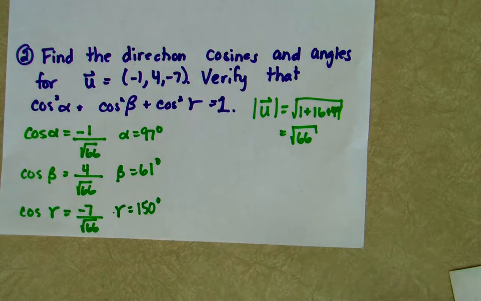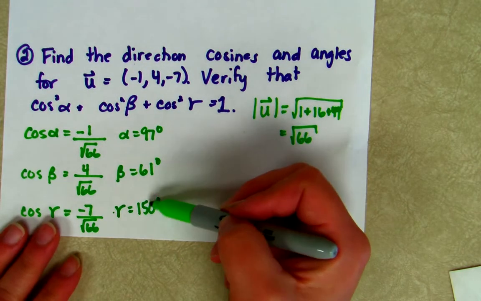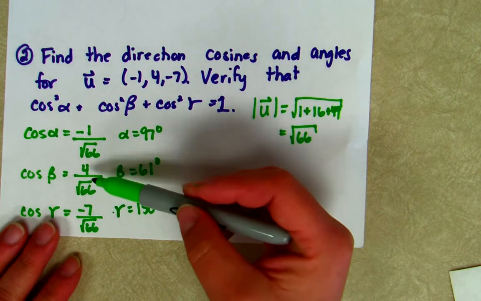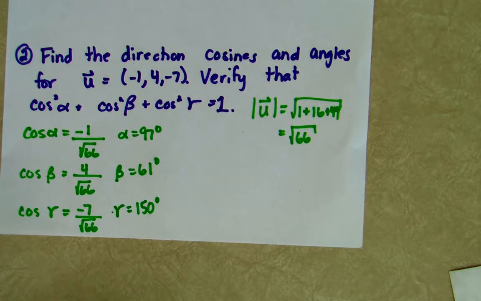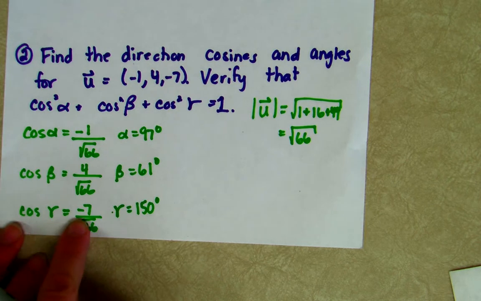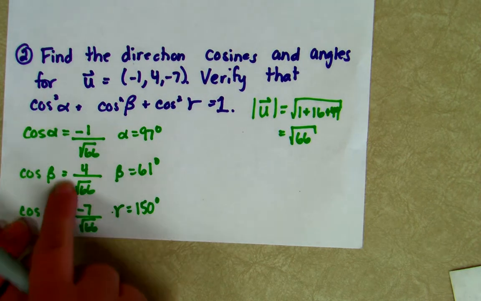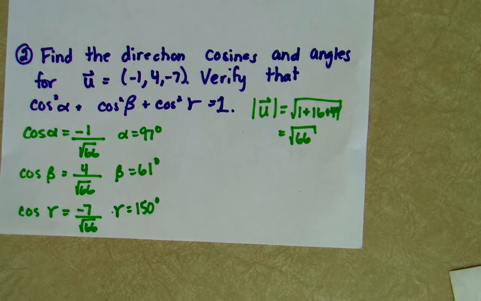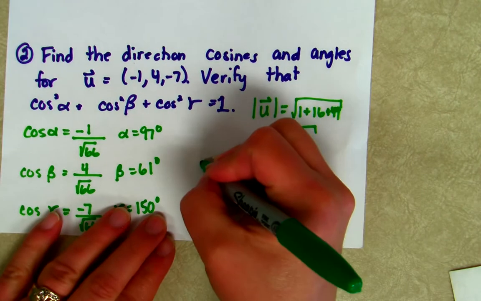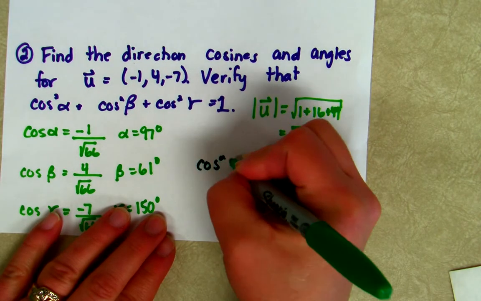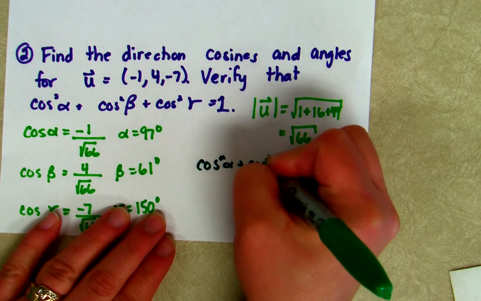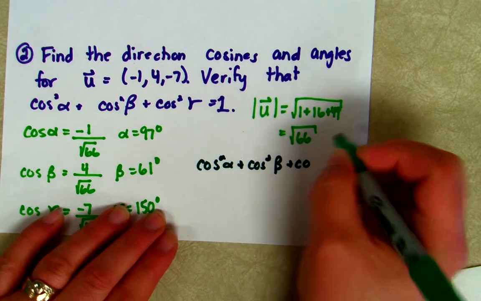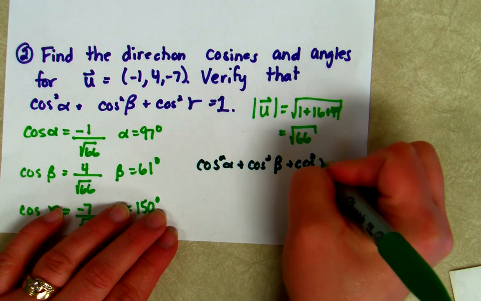Now, it's difficult because people want to look for a relationship within the angles, and there's really no relationship within the angles themselves. They don't add to 180. They don't have to make up a certain thing. However, there is a relationship between the cosines, and that relationship is if we square them and add them, we get 1. So to verify that, I'm going to start with the formula cos squared alpha plus cos squared beta plus cos squared gamma.